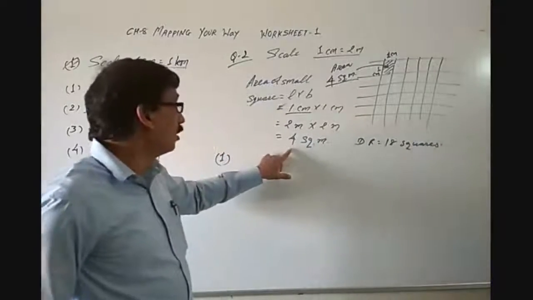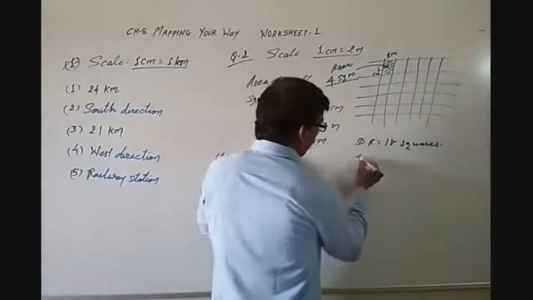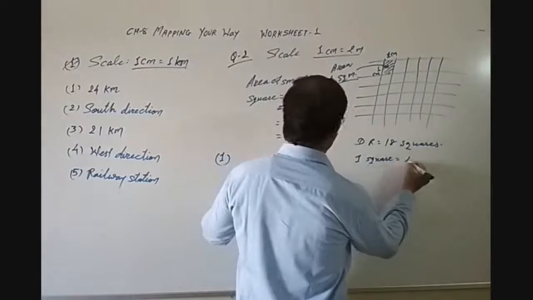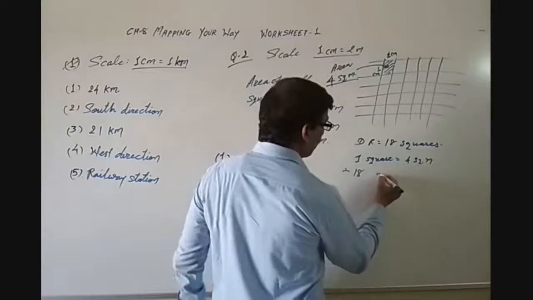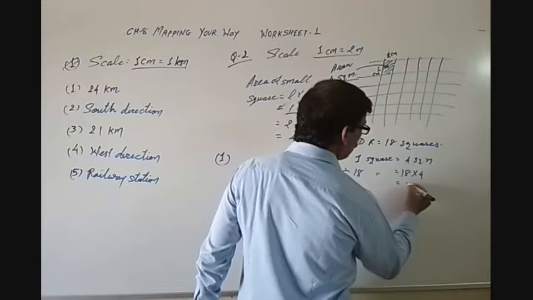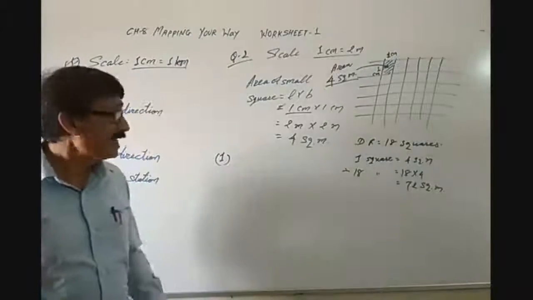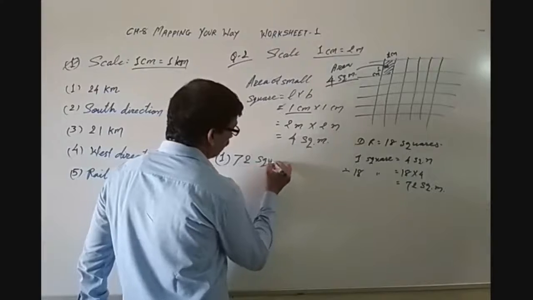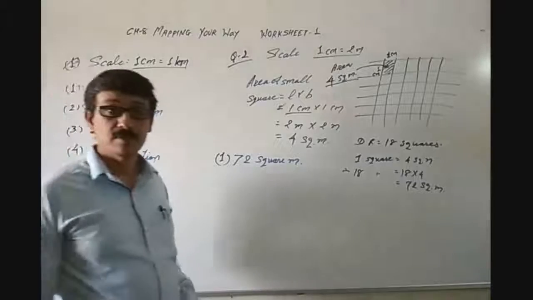So the area of one small square is 4 square meter. Therefore, the area of 18 squares is 18 multiplied by 4, which is 72 square meter. So the area of the drawing room is 72 square meter. Okay, this should be your answer.